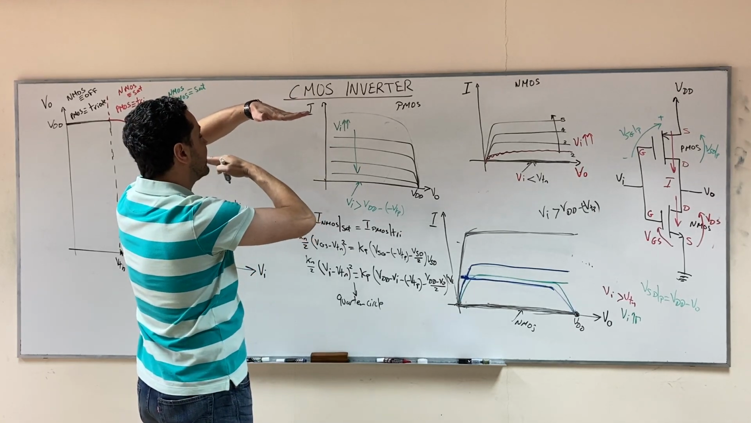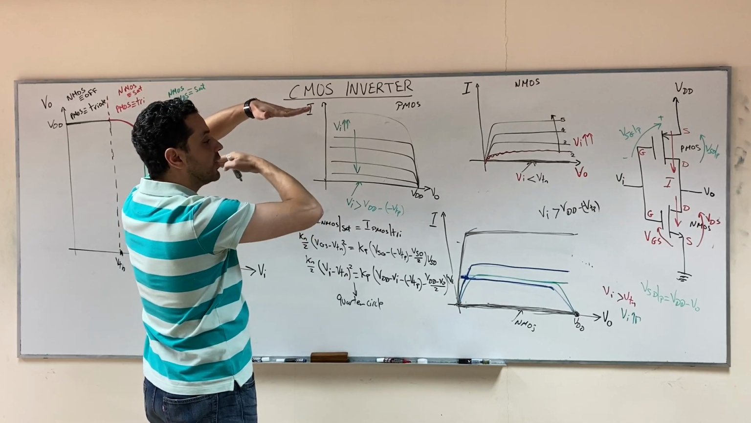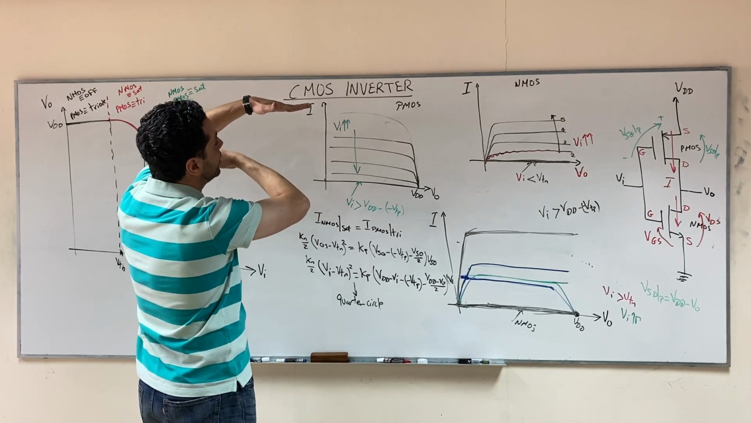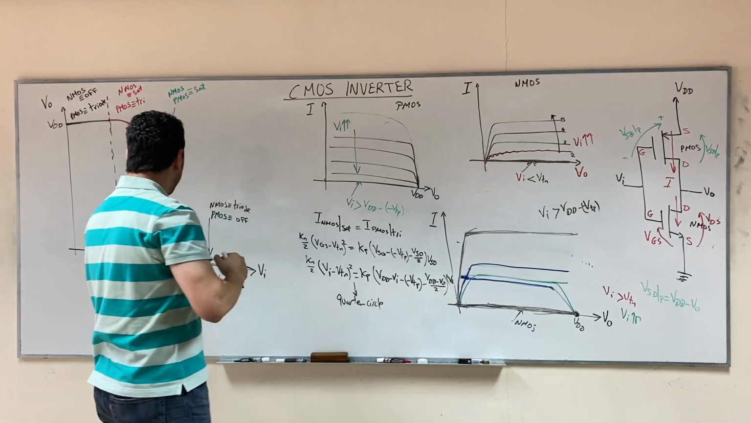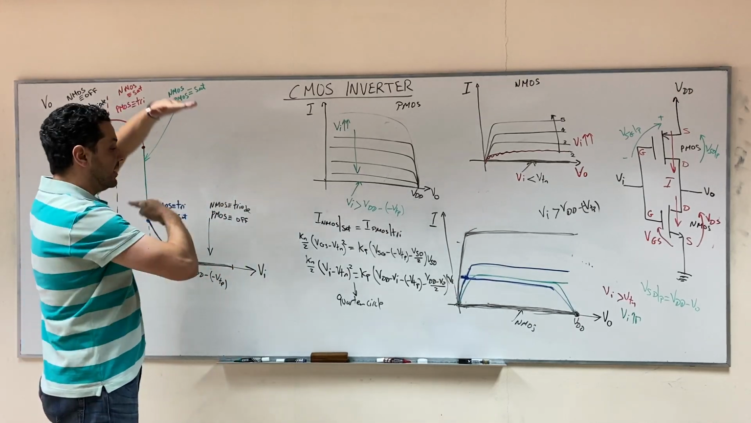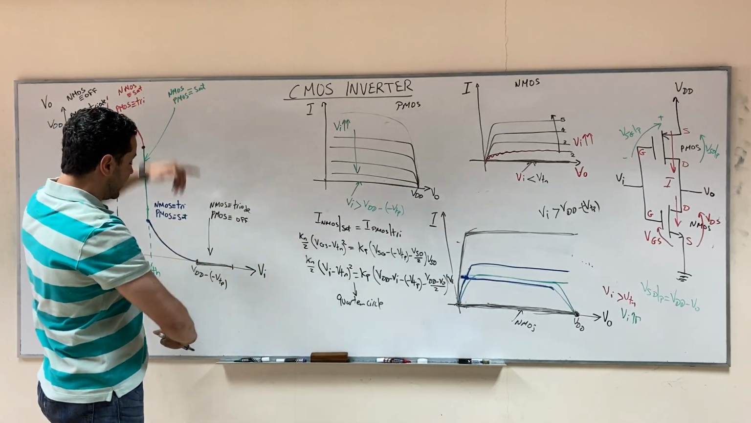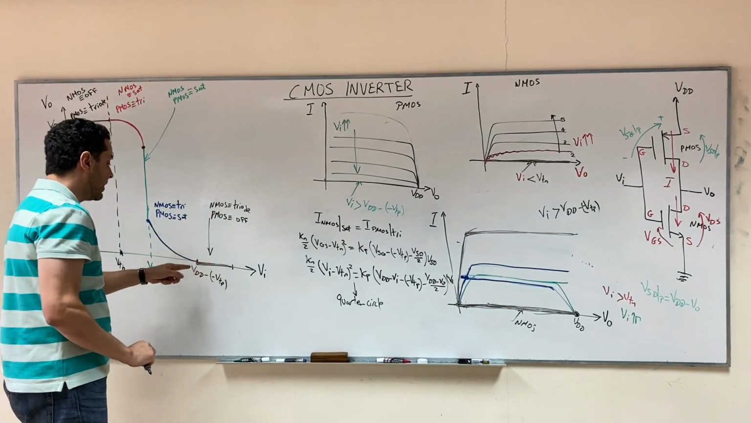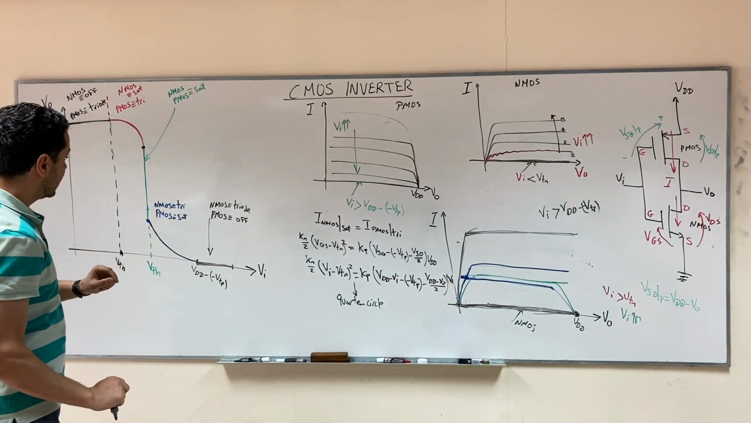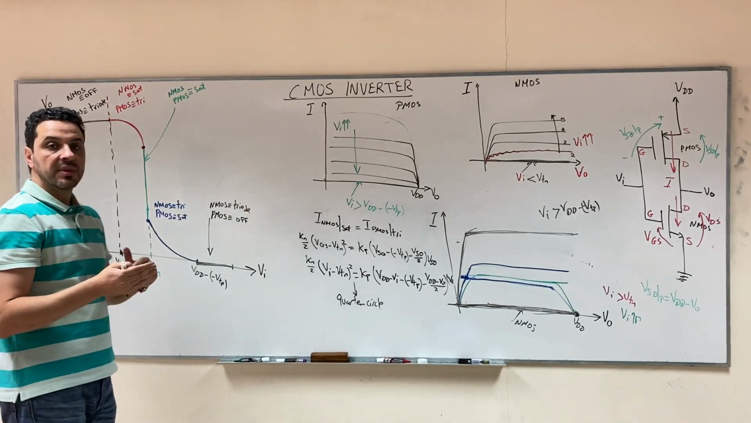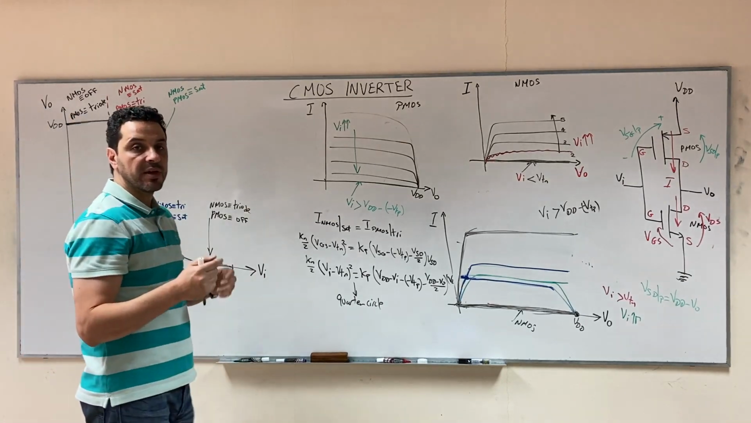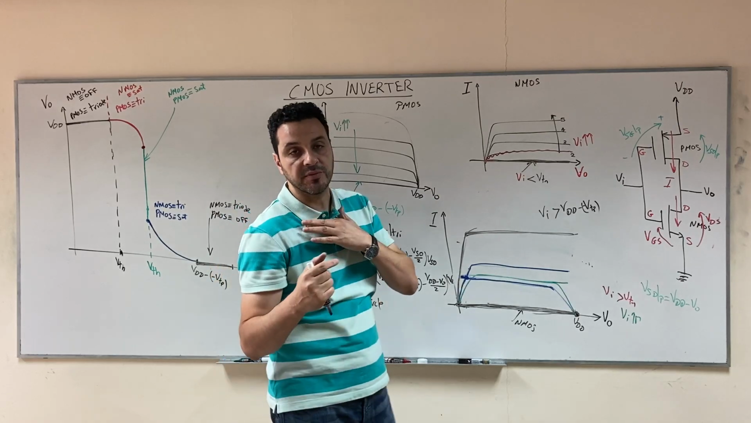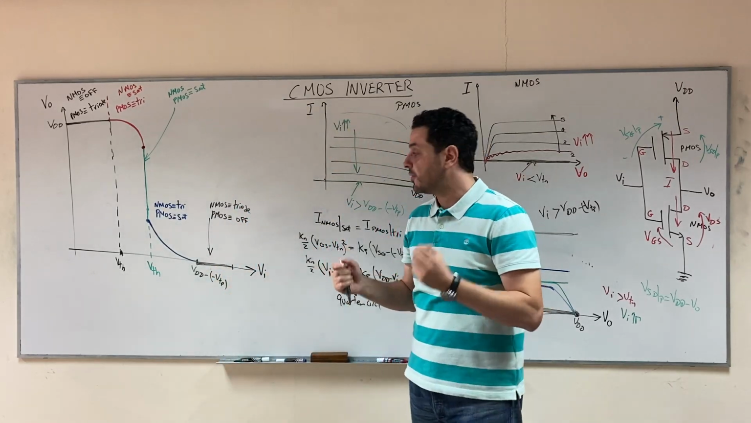And then if you increase the input more, you will get the operating point at the saturation of the PMOS and the triode of the NMOS. And then if you increase the input more, the PMOS will be off and the NMOS will be in triode, and the operating point will be 0 output. So this is now the curve, the relation between V input and V output, the transfer function between V input and V output of the CMOS inverter.